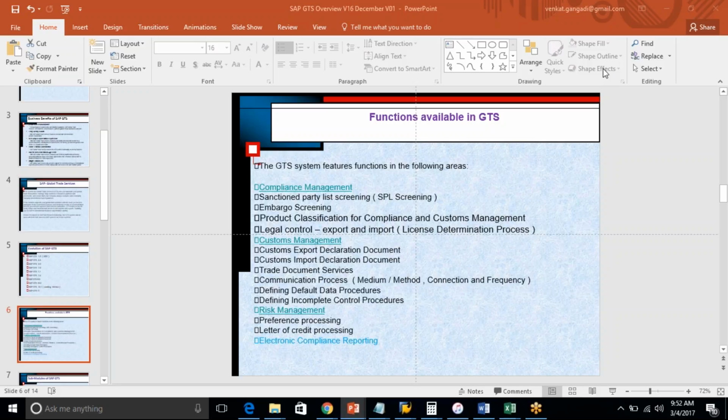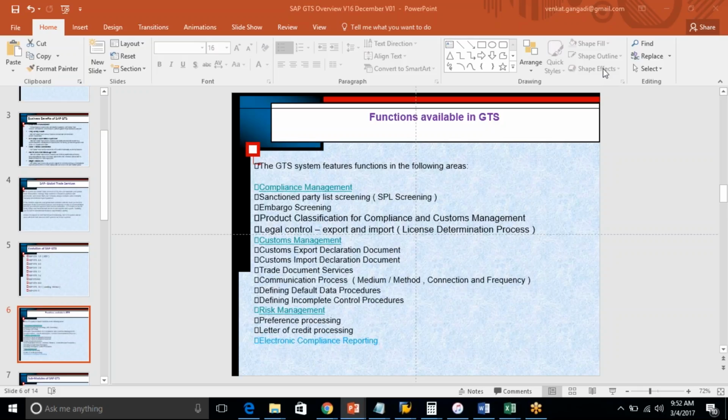So why are we calling this module compliance management? What was the reason SAP decided to call it compliance management? I am going to explain. Basically, compliance management has different functionalities: SPL screening, embargo screening, product classification, and license determination. The compliance management submodule has four different application areas, or four functionalities.